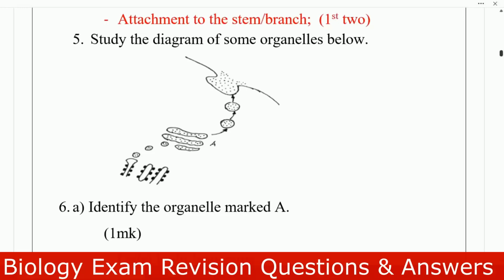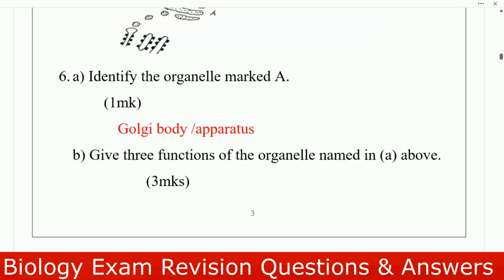Question number 5. Study the diagram of some organelles below. You can see them there. We should identify the organelle marked A. You can see it there. That one is Golgi bodies or Golgi apparatus.